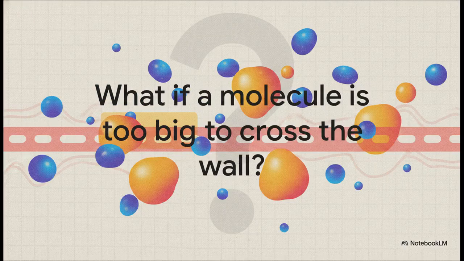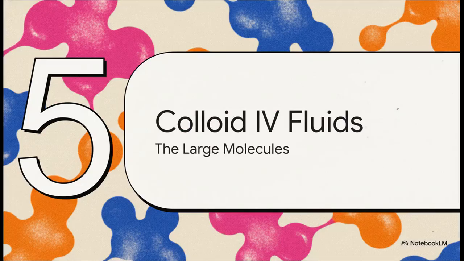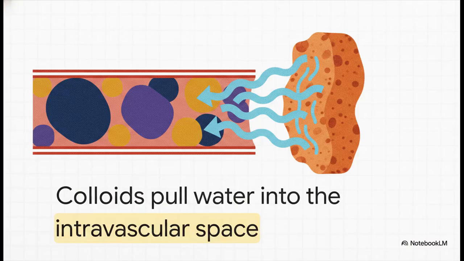So this brings up a really fascinating physiological puzzle. Up until now, we've been talking about water moving freely back and forth based on concentration. But what happens if the fluid molecules we're injecting are just simply too big to cross the capillary wall at all? Well, the answer lies in section 5, colloids, the large molecules. These guys operate on a completely different mechanical level.